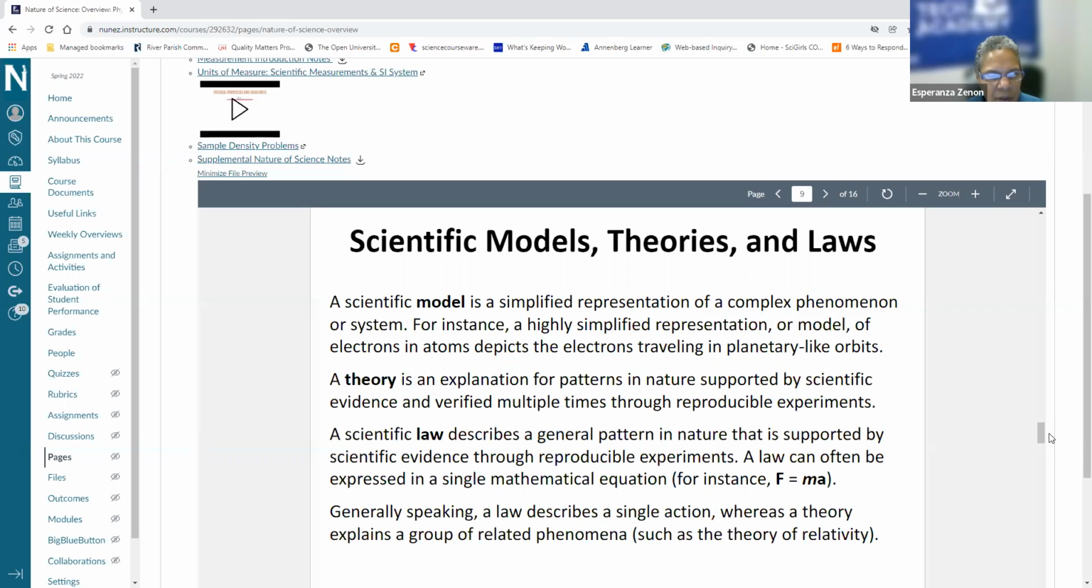Okay. And so once we get beyond the observing and the modeling, we begin to package the knowledge that we have about a certain phenomenon. And we can package that knowledge in different ways. One way of packaging knowledge is a theory.